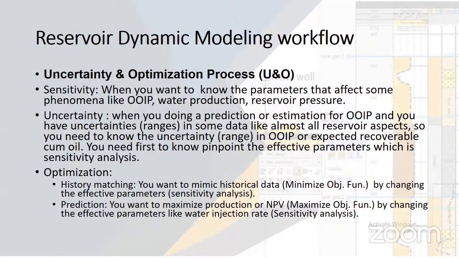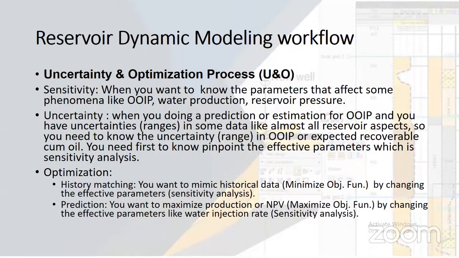Uncertainty analysis, you will have some parameters, for example, two parameters that greatly affect the cumulative production, like the starting oil production and the water injection rate. Okay, so we have a range for the starting oil production and the water injection, and we want to know the effect of these ranges on the cumulative oil production. Okay, so you will do the uncertainty analysis.